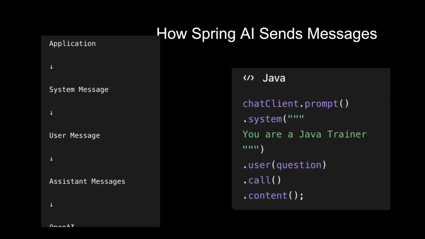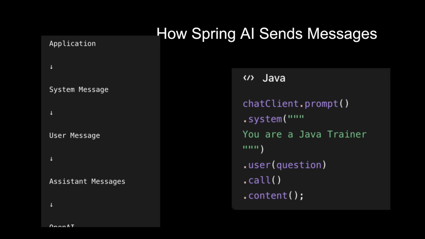This is exactly what Spring AI does internally. Instead of sending a single string, it builds a list of messages. Then it converts them into JSON. Then it sends them to OpenAI. OpenAI reads the complete conversation before generating the next response.